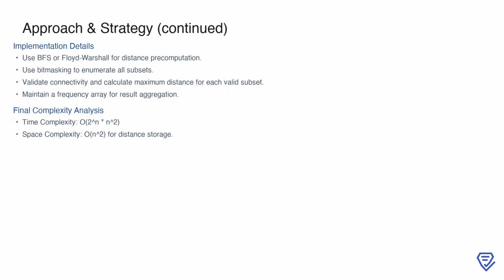From a complexity perspective, the time complexity is O(2^n * n^2), driven primarily by the subset enumeration and connectivity checks, while the space complexity is O(n^2) for storing the pre-computed distances. These steps ensure that the algorithm is both efficient and well-suited for the problem's constraints.